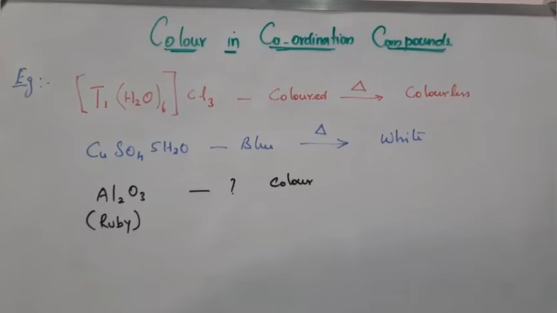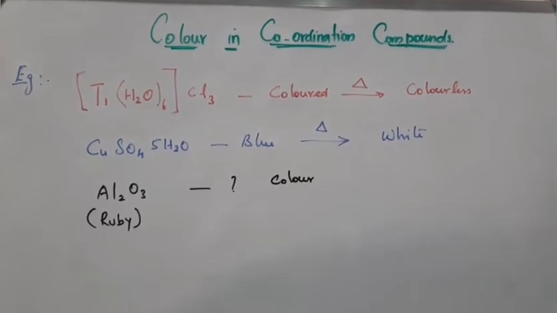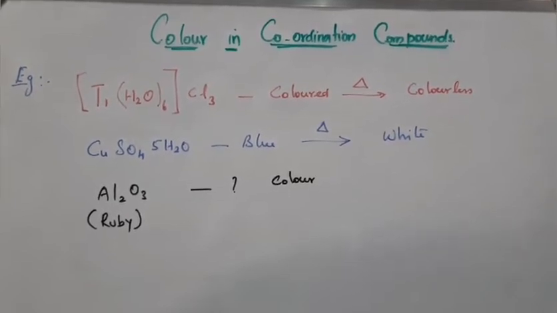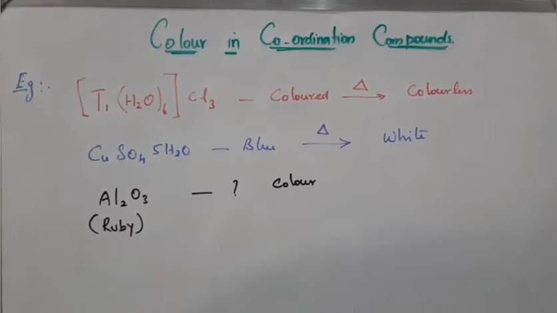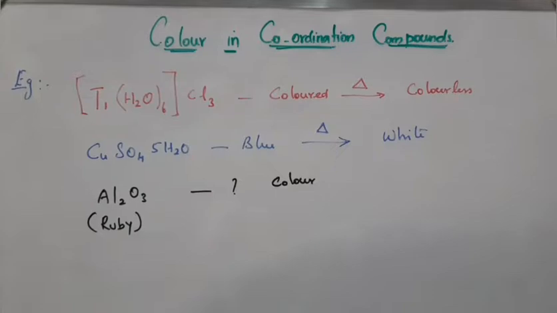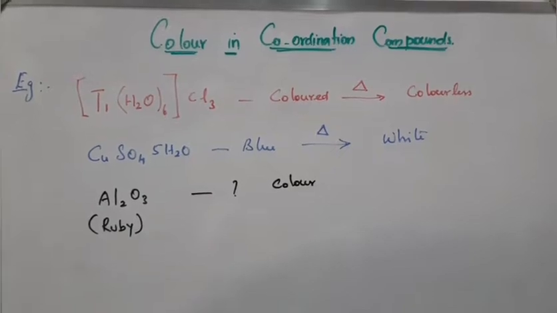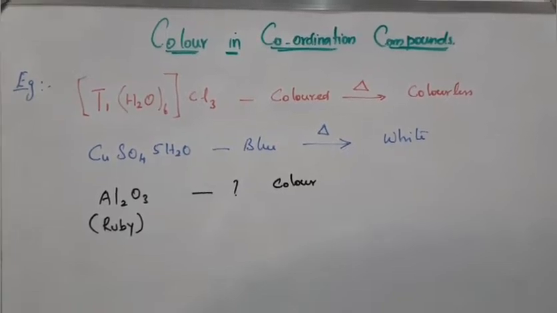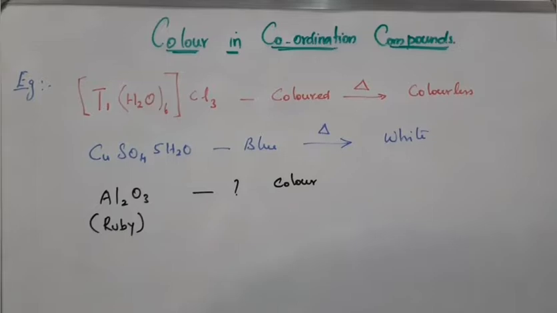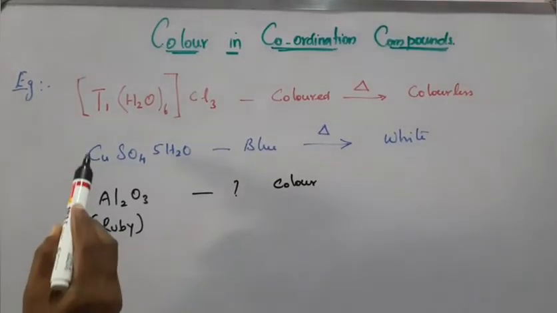We also studied CFT theory. There are two different splittings for octahedral and tetrahedral complexes. For octahedral complexes, eg is the higher energy state and t2g is the lower energy state. For tetrahedral complexes, t2 is the higher energy state and e is the lower energy state. So now this is for your questions.